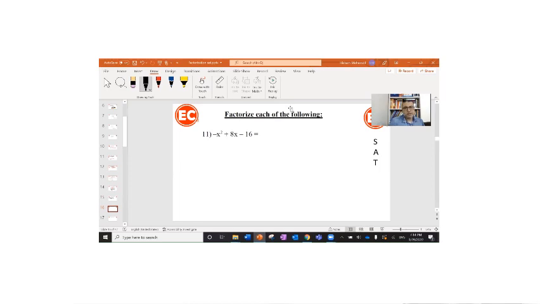Number 11. In number 11, I can see that it's negative, positive, negative, and the coefficient of x squared is negative. If the coefficient of x squared is negative, take negative as the highest common factor and change the sign of the three terms. So x squared minus 8x plus 16. And this one can be factorized to x minus 4 and x minus 4, and also can be written as x minus 4 all to the power of 2, since it's the same bracket.